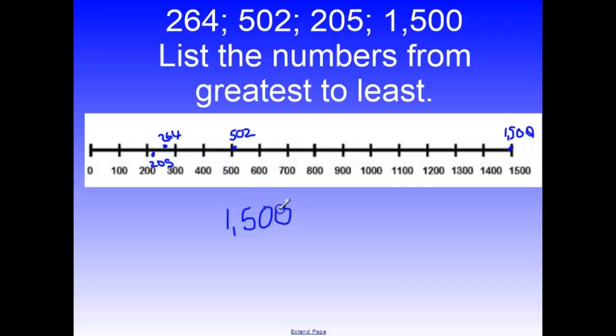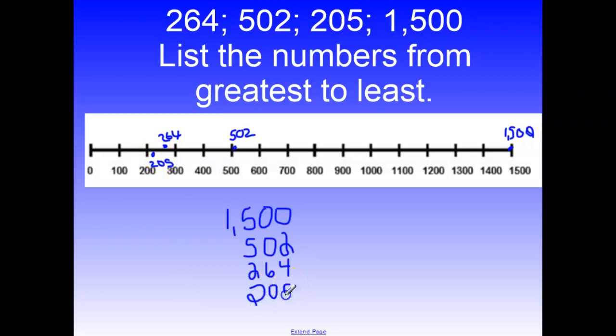And then to get continually smaller, all I have to do is follow this direction, going towards the left on my number line. Of course, my first number that I pop into then is 502. So that is my next smallest number, 502. Okay, traveling down the number line, the next one I run into is 264. So 264 is my next smallest number. My least smallest number, my last one that I encounter as I travel down the number line, is 205.